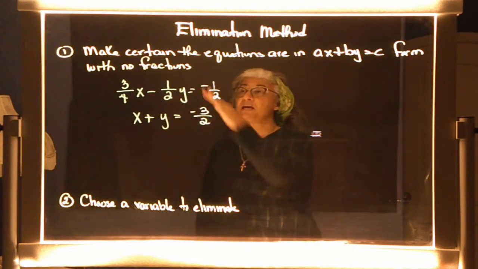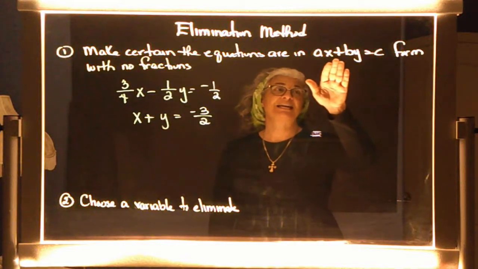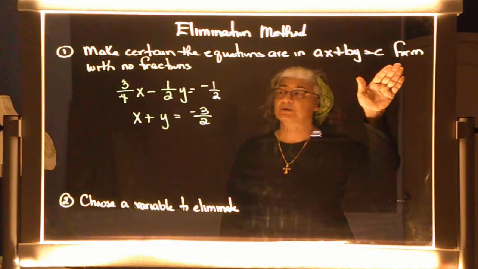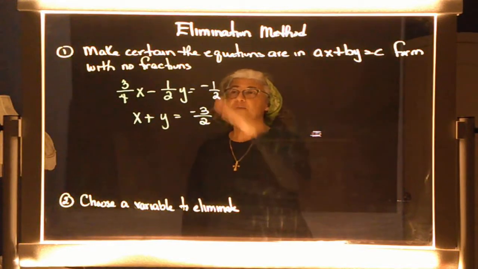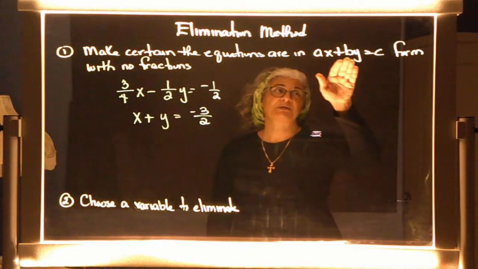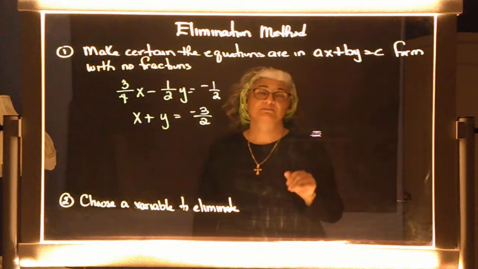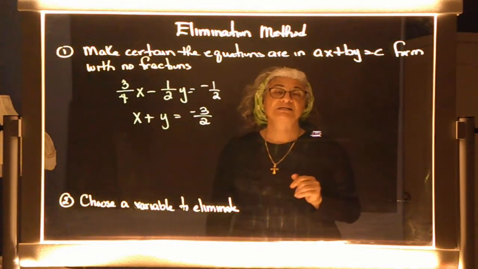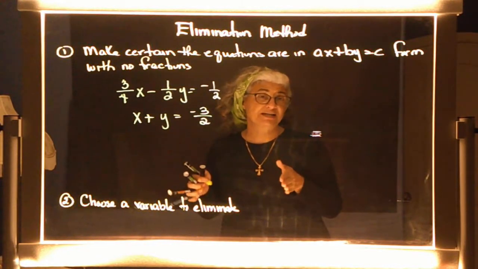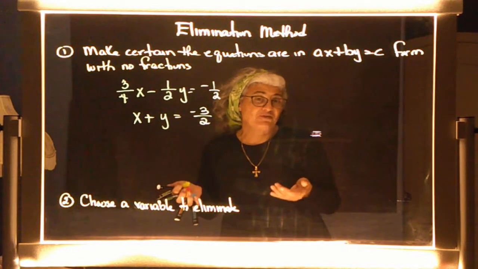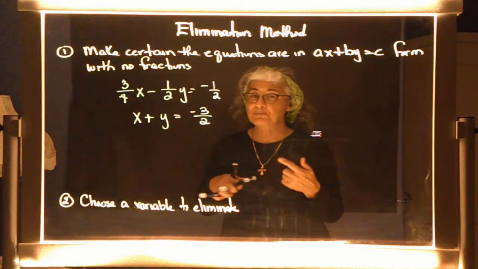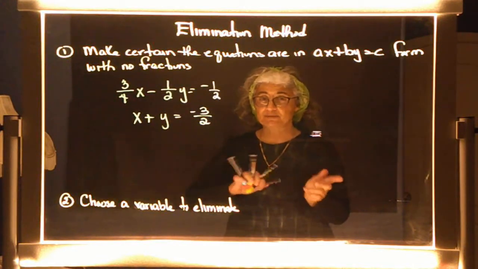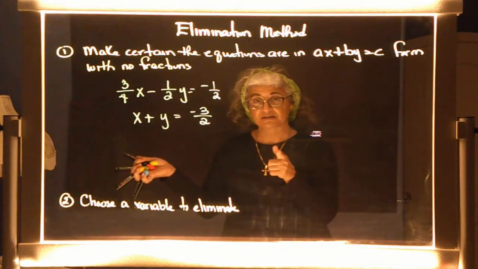Step 1, make certain the equations are in ax plus by equals c form with no fractions. Okay, so let me back up. Make certain the equations are in ax plus by equals c form. What does that mean? It means make certain the x's and y's are on the same side in alphabetical order, because x comes before y, and all those numbers that don't have an x or a y with them go on the other side. Got it?